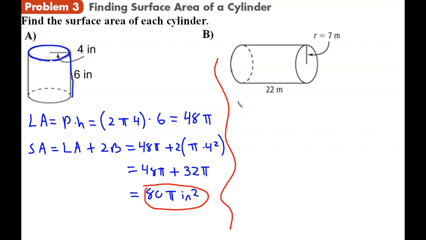All right, so lateral area is the perimeter of the base times the height. Okay, so that's going to be 2 times pi times 7 to find the perimeter of the circular base, aka the circumference. Okay, times the height, which would be distance from base to base, 22. And again, leaving that in terms of pi, 2 times 7 times 22 is going to give me 308 pi.